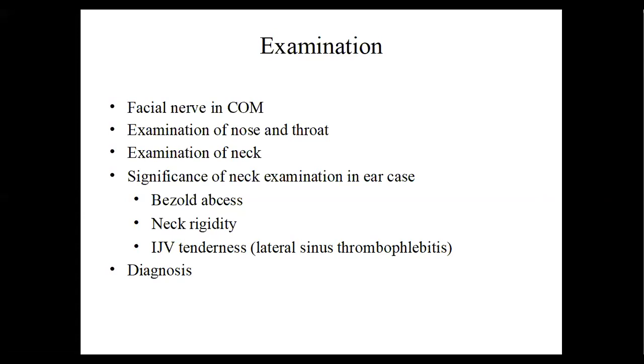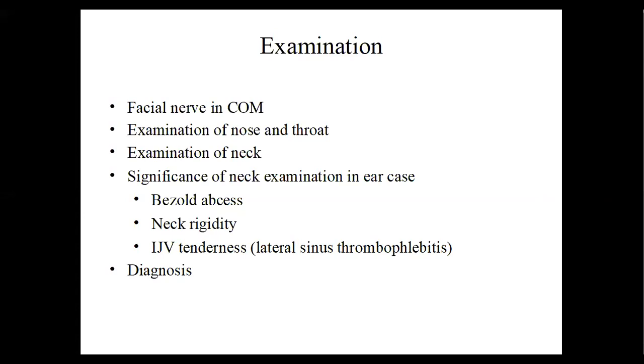Okay. So then comes examination of the other systems, that is examination of nose and throat, to rule out any presence of factors which affect the final outcome of the treatment. If you don't treat the pathology in the nose, nasopharynx or oropharynx, and if you just treat the ear, there is a possibility of recurrence or treatment failure. So you have to treat these conditions before you attempt to treat the ear.